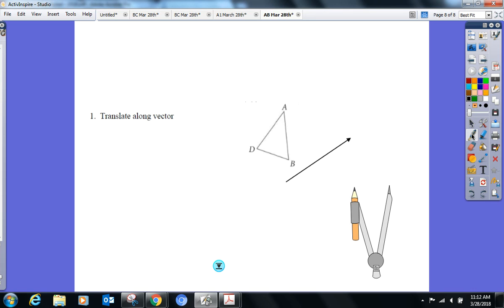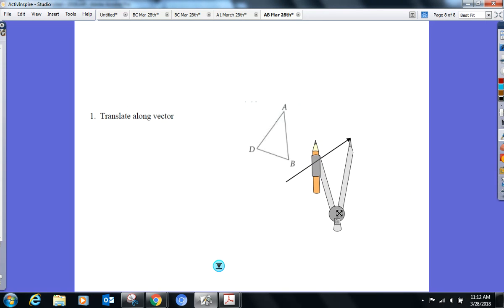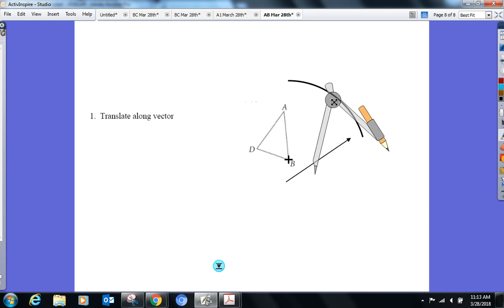All right, so which point do you want to translate? Let's go B. All right, let's translate B. First thing is I measure the size of the vector. Then I go and put it on the point I'm translating, which for us right now will be B. Again, does it make any sense for me to make an arc over here? It's not sliding over there. All right, I'm going to make it on the other side right here. So I'm going to make an arc right here. And I know now that point B prime's got to be somewhere on there.